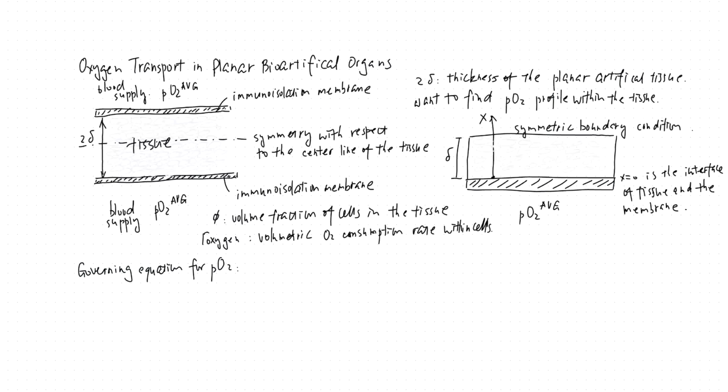Try it on your own to establish the flux relation. And you will eventually find a governing equation, which will be the second derivative of PO2 with respect to x squared equal to C gamma oxygen and the Henry's constant.